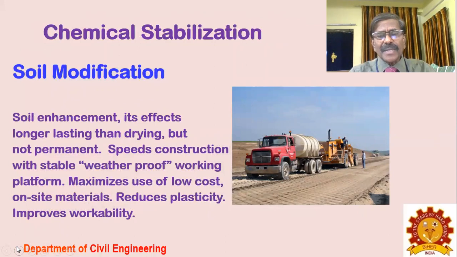Then you take the chemicals in the tanks and then spill the chemicals. Soil enhancement's effect is longer lasting than drying, but not permanent. It speeds construction with a stable, weatherproof working platform, maximizes use of low-cost on-site material, reduces plasticity, and improves workability by some soil modification. You can change the characteristics of the soil as listed above. So you call it soil modification using chemical stabilization.